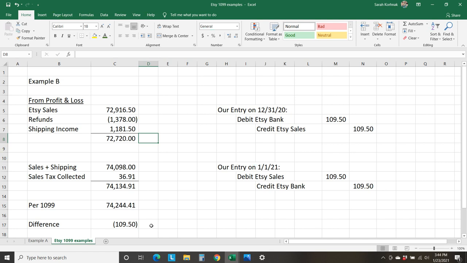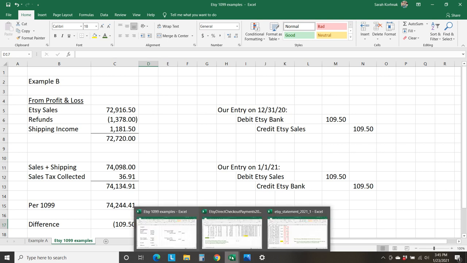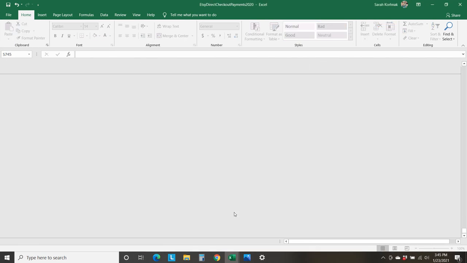for Etsy shop bookkeeping. Because as I've said in other videos, I truly think it's the best, easiest, fastest, and most accurate way to do your Etsy shop bookkeeping. Okay, so why do we have this difference? And the reason lies in other reports.